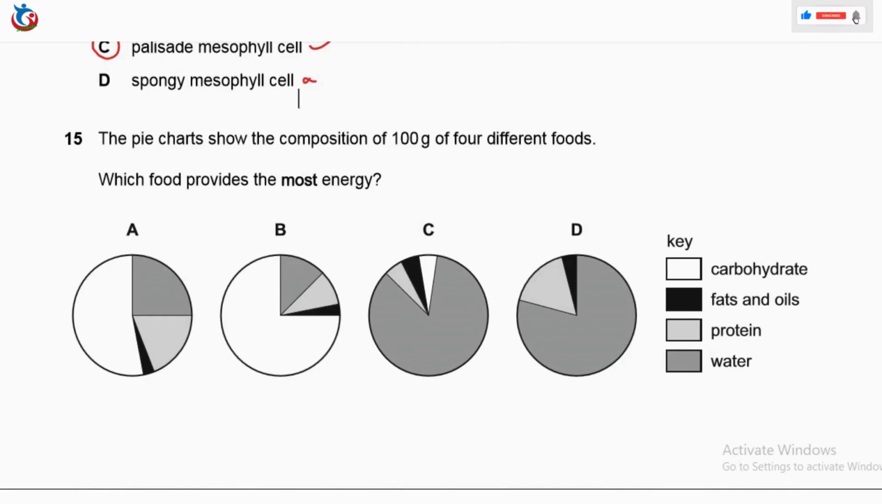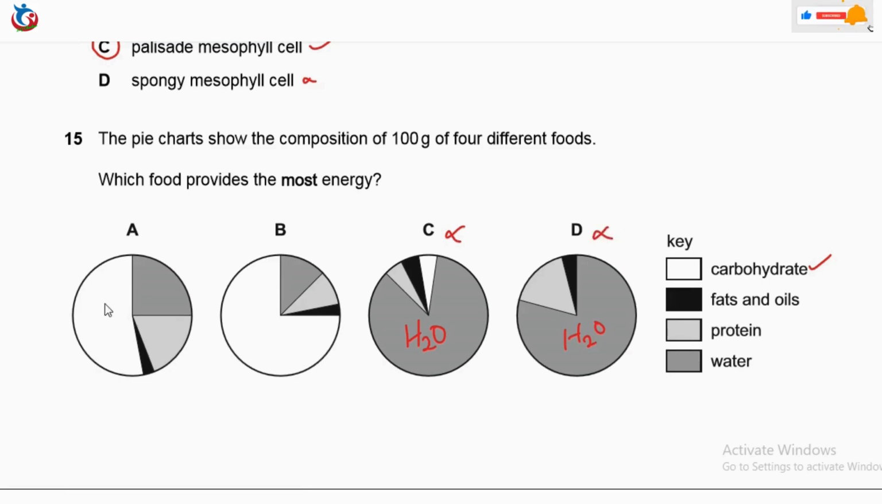Question 15 says the pie charts show the composition of 100 grams of 4 different foods. Which food provides the most energy? The recommended food for the provision of energy is carbohydrate. So you now look at the pie chart with the largest carbohydrate percentage. That is not C, because this one contains water, and it is not D as well, because the last percentage is also water. So this is not correct.